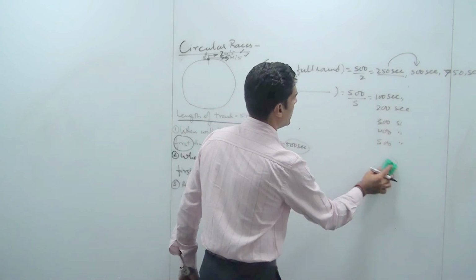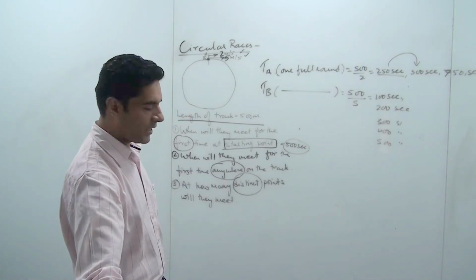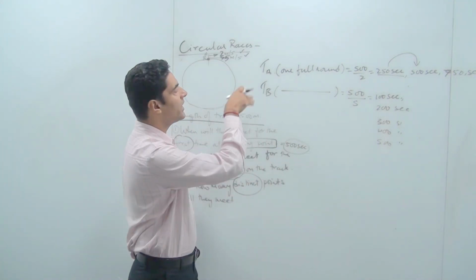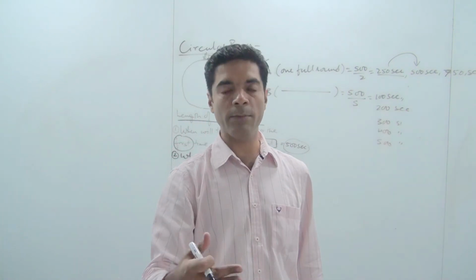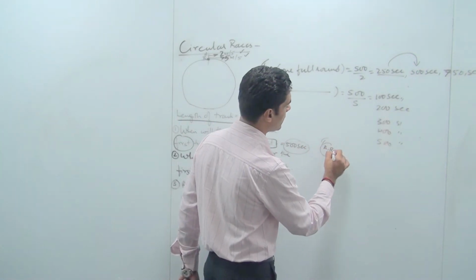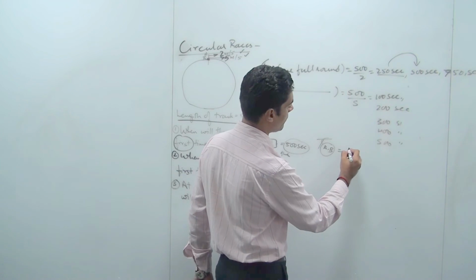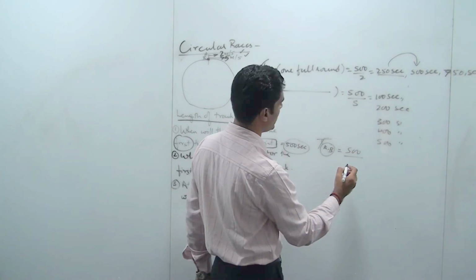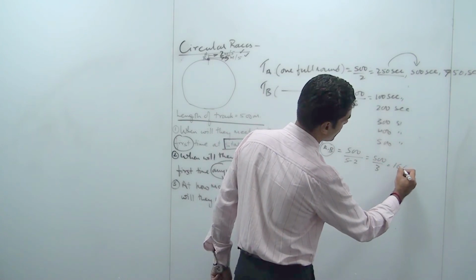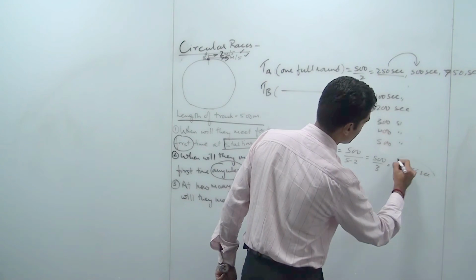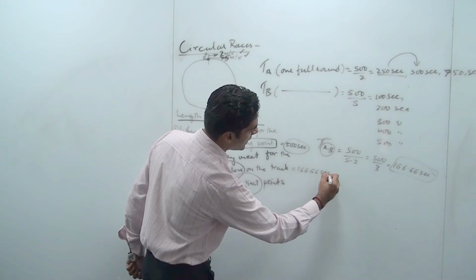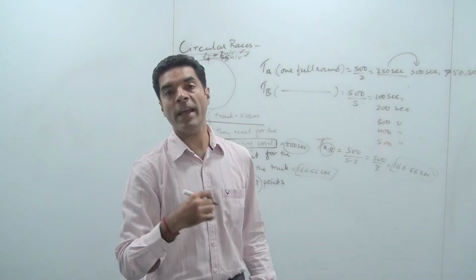Now, let's move on to my next question: when is it for the first time that they will be together anywhere on the track? As both of them are moving in the same direction, we know that when 2 people move in the same direction, their relative speed is the subtraction of the 2. So the time when A and B will be together for the first time anywhere on the track will be 500 divided by their relative speed, which is 5 minus 2, that is 3, which comes out to be 166.66 seconds. So 166.66 seconds is the time when they will be together for the first time anywhere on the track.